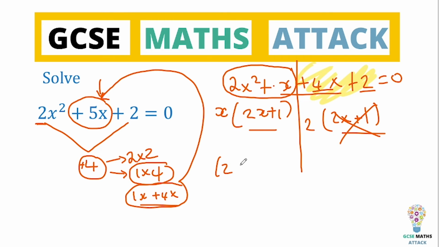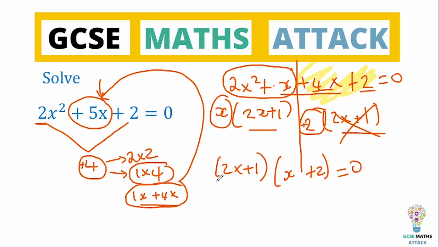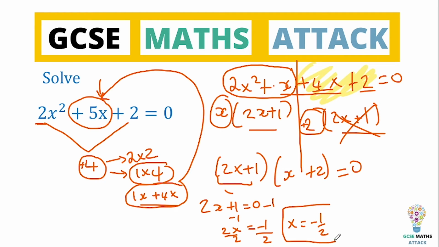I'm going to write down 2x plus 1, and I'm going to combine these two numbers. I can see that there's an invisible plus here. So this will be x plus 2 equals 0. Okay, so I'm going to do the same thing as I usually do. I'm going to solve this for x. So 2x plus 1 equals 0. I'm going to subtract 1 from both sides. 2x equals minus 1. Divide both sides by 2. X is equal to minus a half. Okay, so that's one of your solutions.